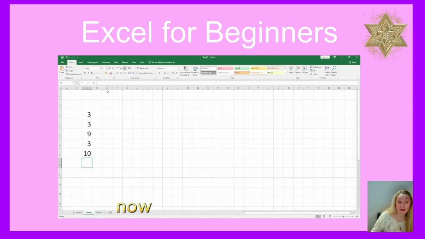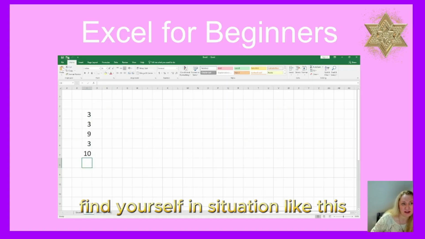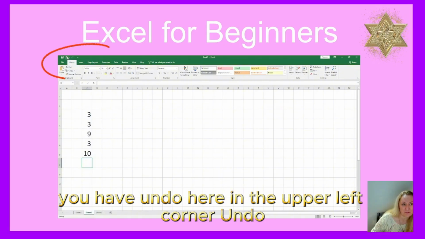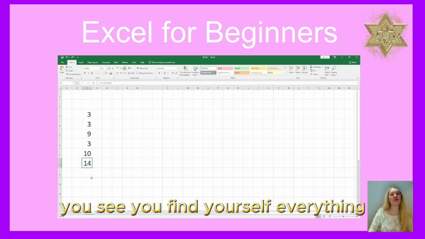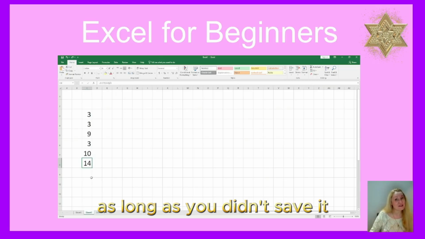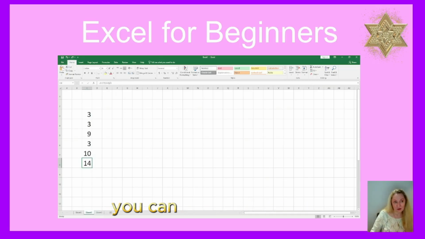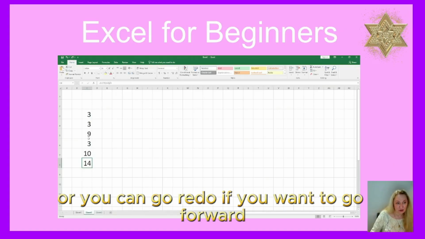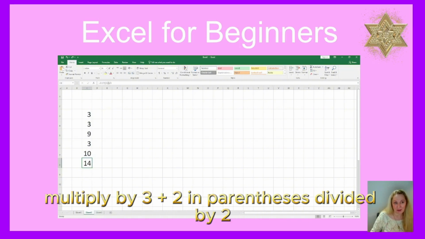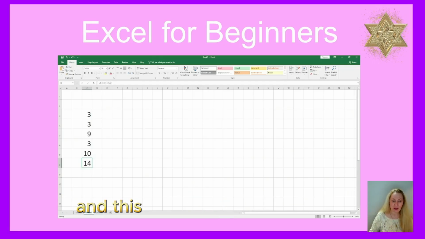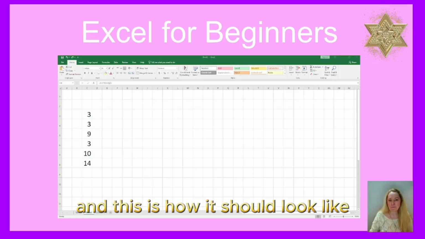Now when you find yourself in a situation like this, you have undo here in the upper left corner. Undo, undo, and here we are. You see, you find yourself everything. As long as you didn't save it, once you save it, it's gone. You can always go undo or you can go redo if you want to go forward. So we have 1 plus 5 multiplied by 3 plus 2 in parentheses divided by 2. And this is how it should look like.